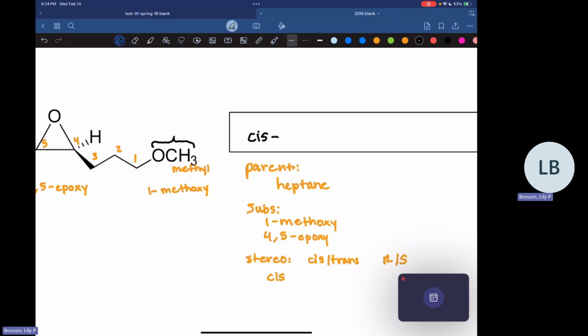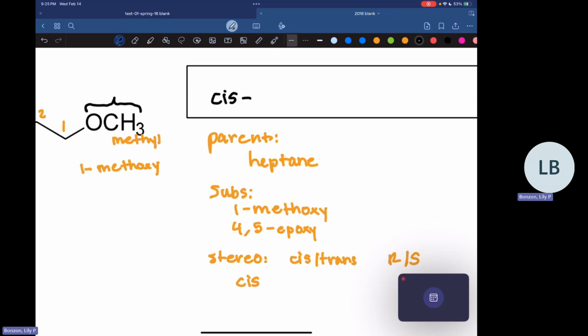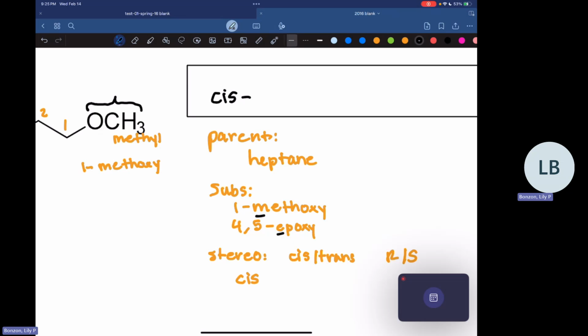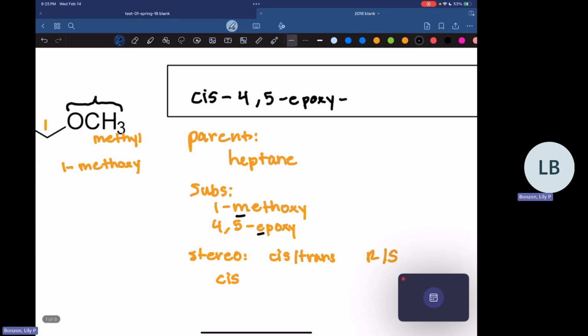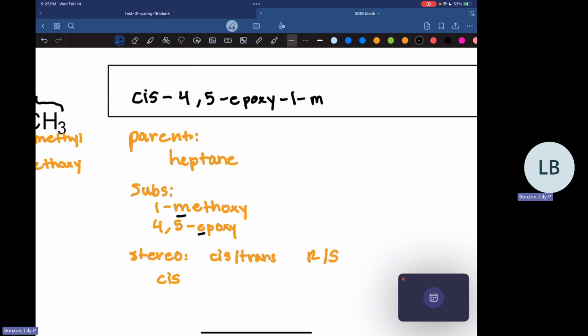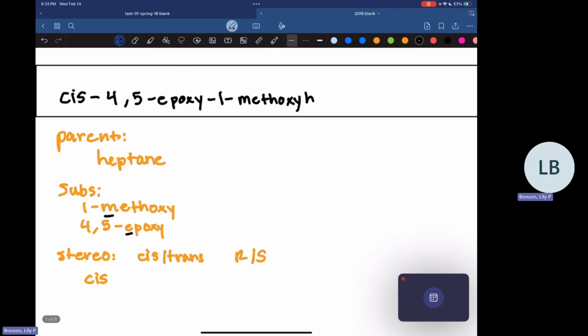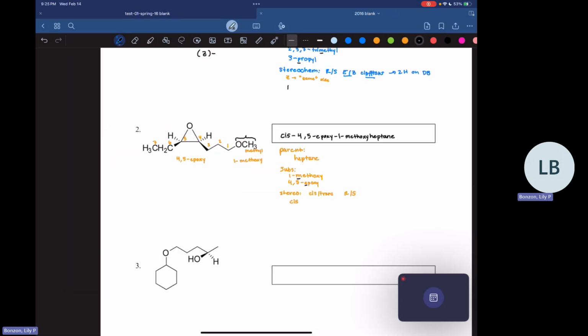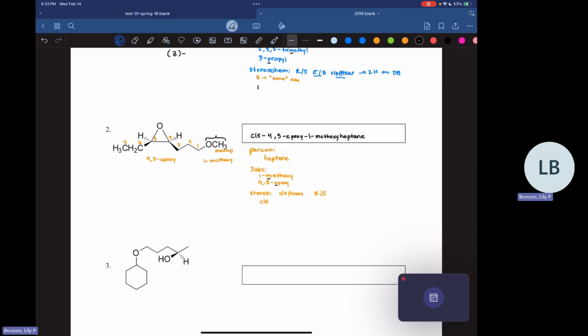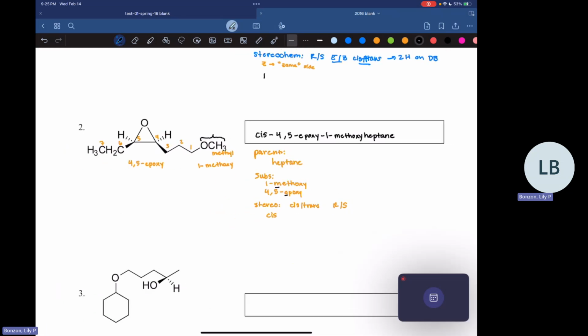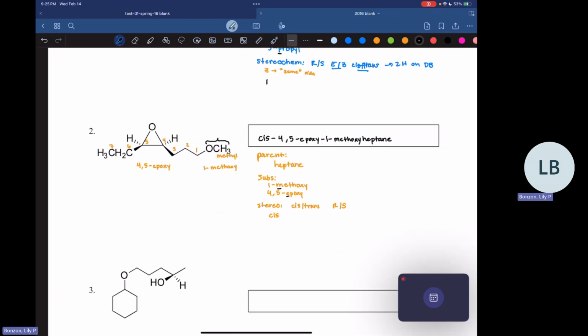So we've got cis. Again, alphabetical order for the substituents. So we're comparing M versus E. E is going to come first. Epoxy, and then 1-methoxy. And then our parent name is just heptane. All right, and that is the nomenclature for the epoxy substituent naming.